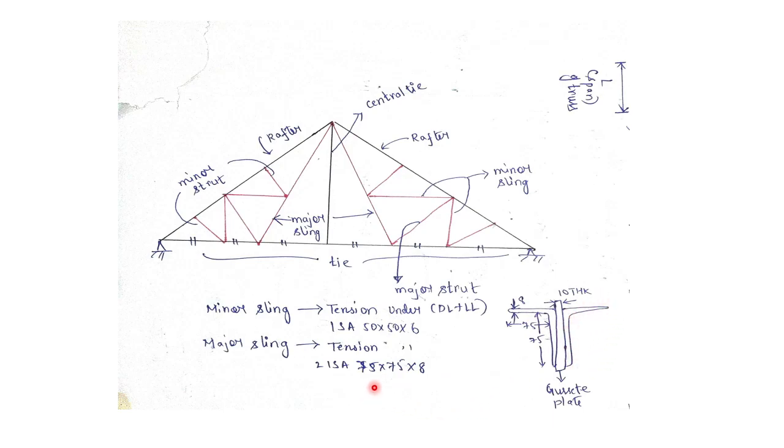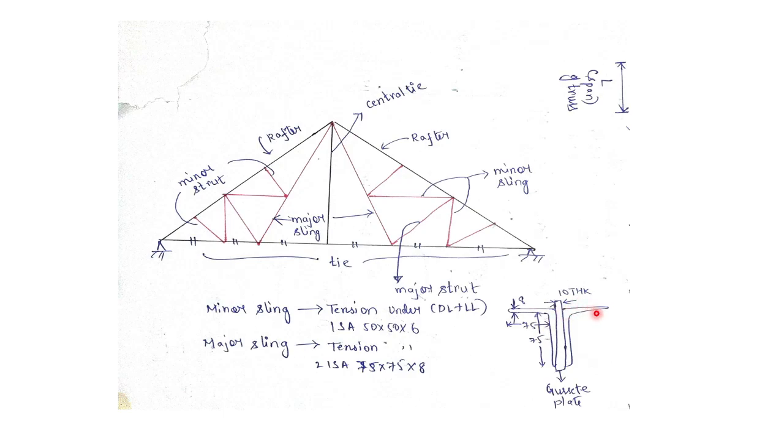What do this 75, 75, and 8 depict? 8 depicts the thickness of the section. 75 and 75 depict the lengths. This length is 75, this length is 75, and in the middle they are joined by a gusset plate. The gusset plate we are taking as 10 mm thickness. So our sections should be less than or equal to 10 mm thickness.